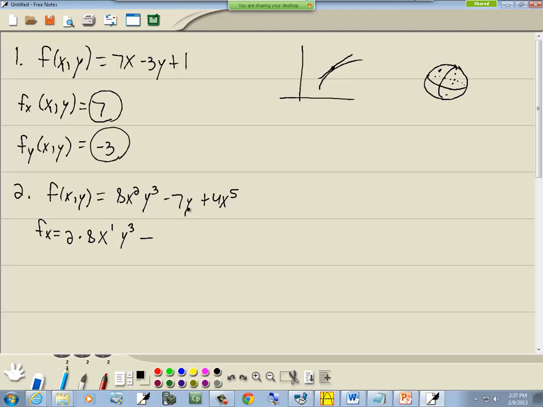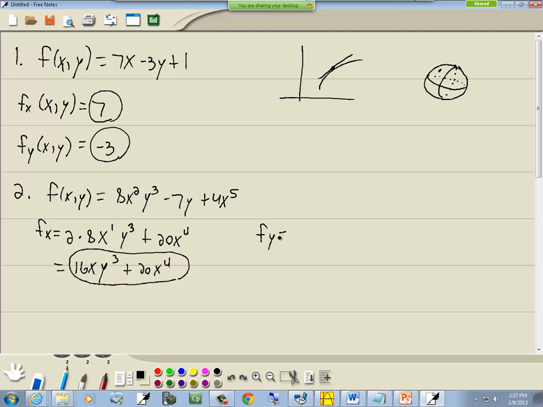Minus, oops, okay, forget that. There's no x here, that drops away. And then this becomes 20x to the fourth. Take your power, put it out in front, lower it by 1. So we get 16x y to the third plus 20x to the fourth. And that's our answer.